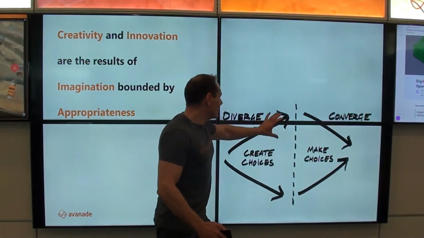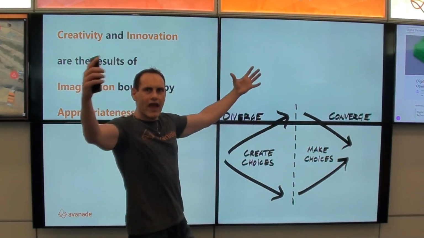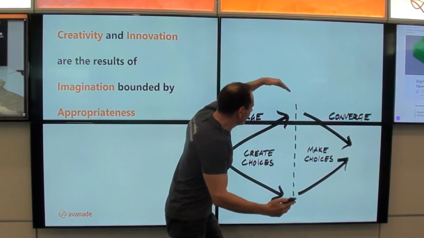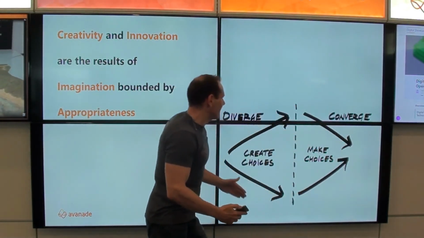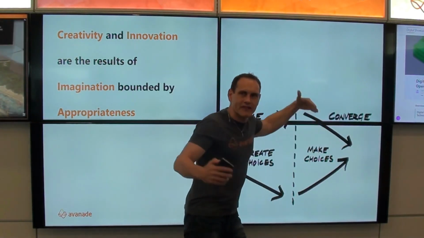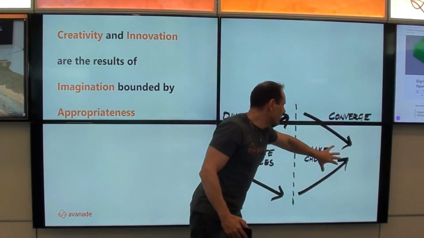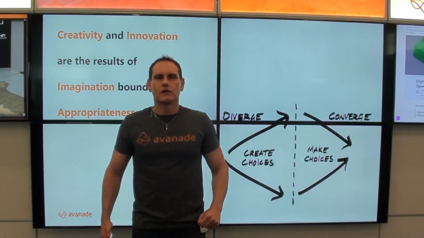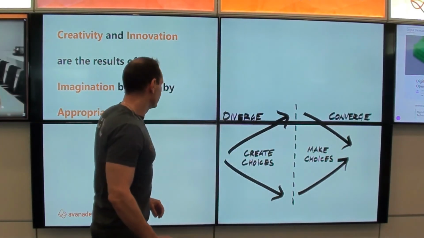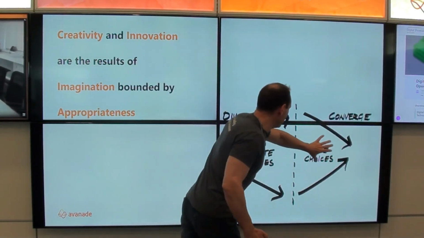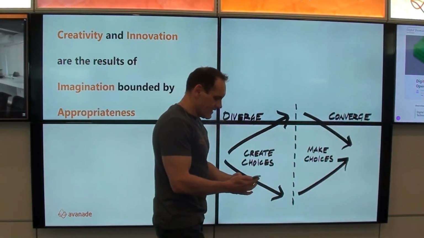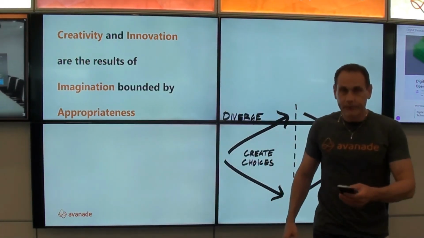The divergent arc of the diamond, where we look at all of the possibilities. We look broadly. And then the closing part of the diamond, the convergent process, where you make choices and narrow down towards the most appropriate solution for our challenge. So I want you to keep that diamond in mind, because we're going to come back to this in a moment.